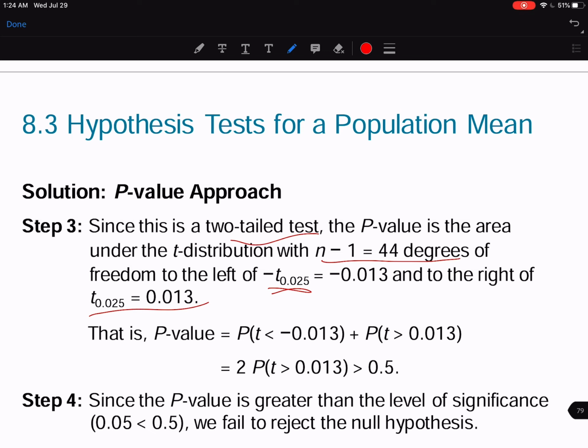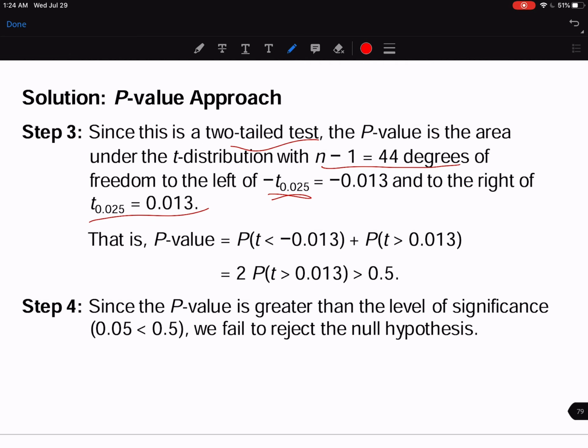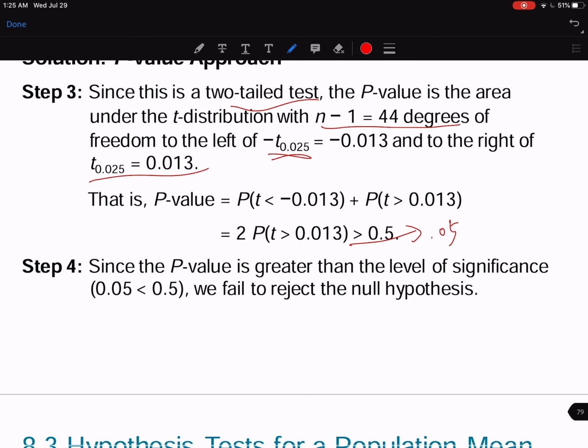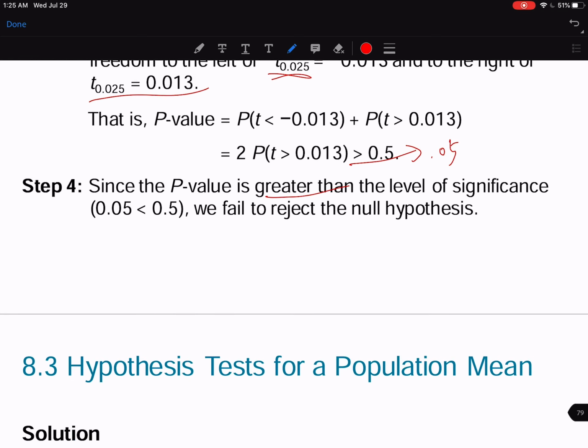What we just did, we are not able to find the exact value of the p-value in this case, but we can get an interval. This is greater than 0.5, of course, which is greater than 0.05 as well. So since the p-value is greater than the level of significance alpha, 0.05, we fail to reject the null hypothesis.